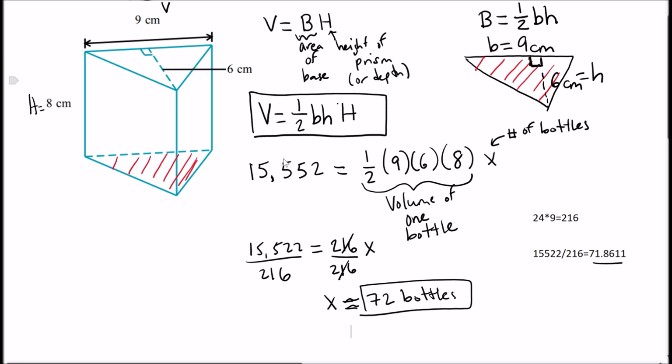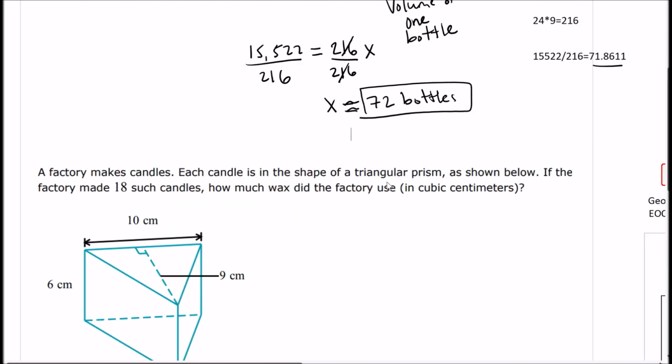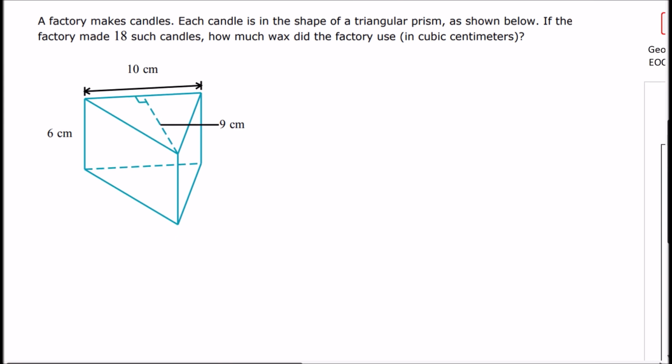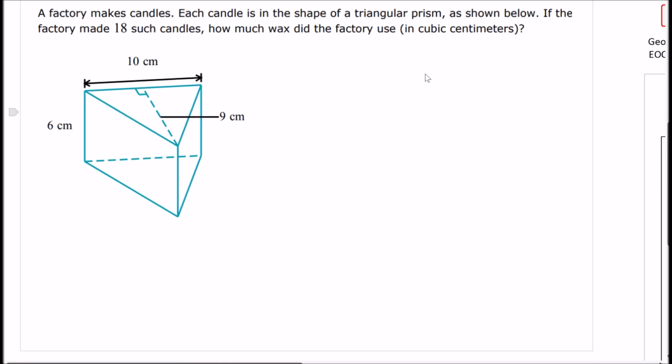So we're gonna use this formula now. Now that we know how it works with the formula sheet, we're gonna use this formula for the triangular prism. Okay, so let's look at the next one. A factory makes candles. Each candle is in the shape of a triangular prism. If the factory made 18 such candles, how much wax did the factory use?